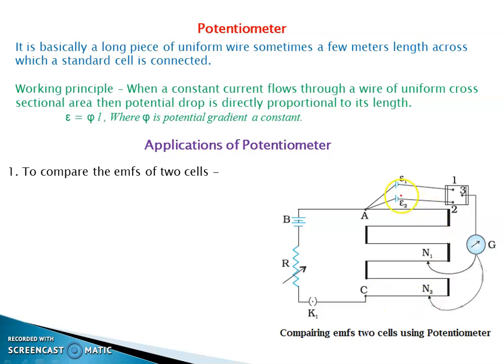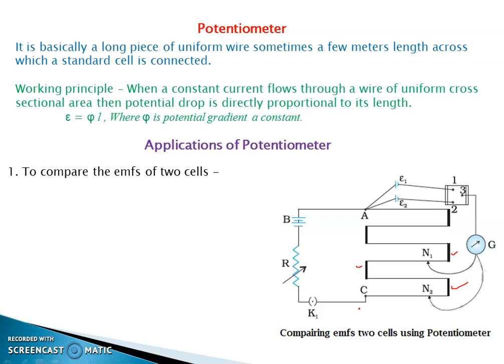This is the potentiometer. Here is a wooden board and a number of wires connected to each other. These wires are also made of alloys like nichrome, constantan or manganin. This is a 1 meter wire, and there are six such wires, so the total length of the wire is 6 meters. Now these wires are connected with metallic plates.